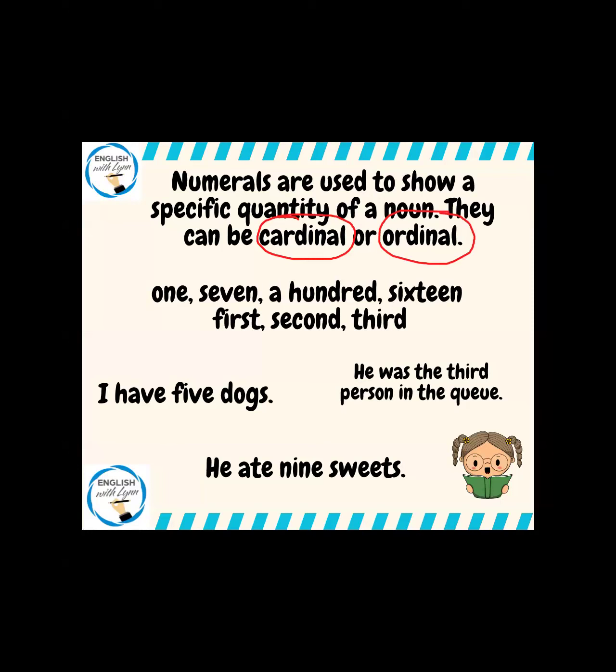So having a look at the sentences below, I have 5 dogs. The number 5 is the amount of dogs that I have. The next example, we have used an ordinal number. So he was the third person in the queue. So third is stating the position that he is in the queue. And the final one, he ate 9 sweets. So 9 is the number of sweets that he is eating. So if you want to be specific about numbers, you would use the numerals.